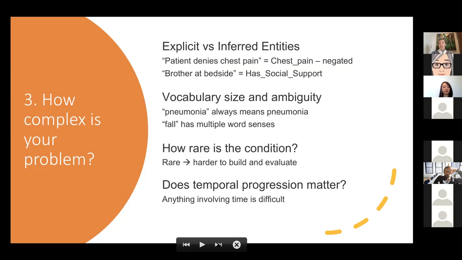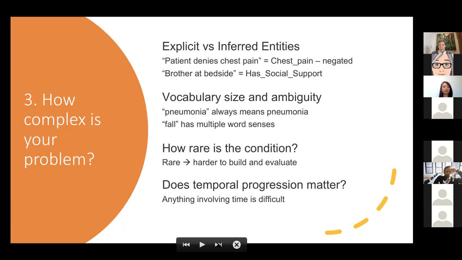Are the things you're looking for explicitly mentioned, or do you have to have inference? So, brother at bedside: if I'm looking at social support, I have to recognize that when it says the brother's at the bedside, that patient has social support. That's much harder than recognizing that chest pain means chest pain. Vocabulary size and ambiguity: the word pneumonia always means pneumonia, but the word fall, at least in the US, can mean the patient fell or it can mean the season. And that can cause a lot of trouble for your algorithm.